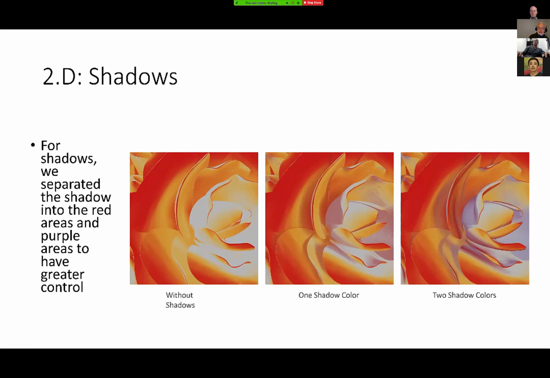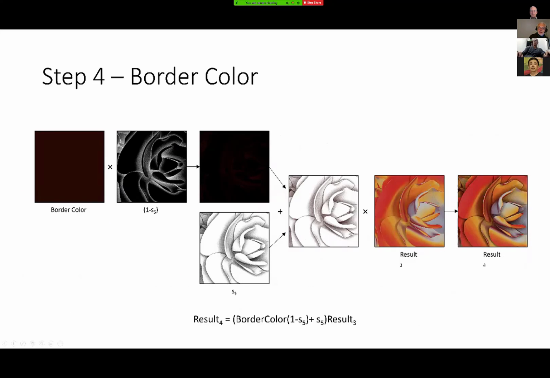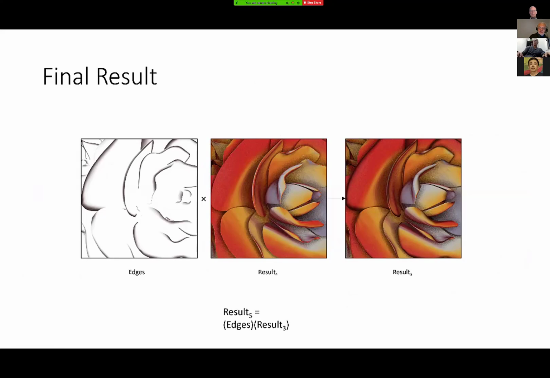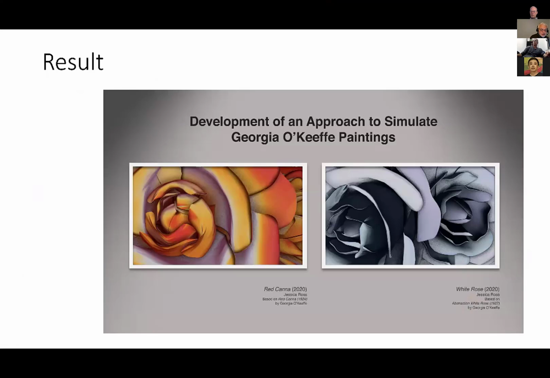And then let me just go through this. This is almost the result. After all of them finished, we got the final result. And then you see our fake versus the Georgia O'Keeffe. So you get the idea: in the general case, we come very close to Georgia O'Keeffe, and you can see this is a 3-dimensional model.